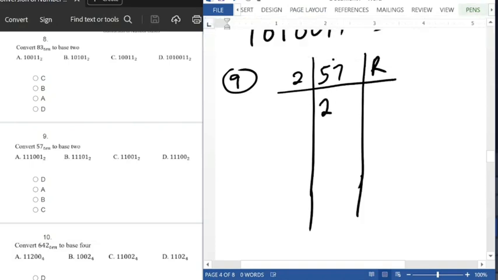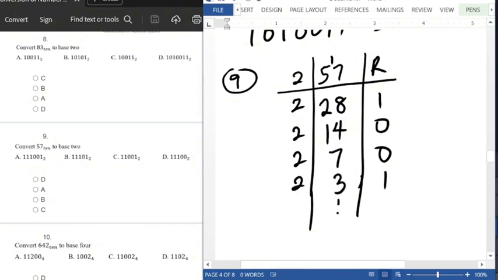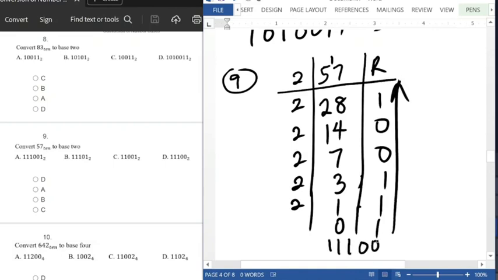For this one now, so 2 in 5, that is 2. We carry 1, that is 17, remainder 8. 2 in 17, that is 8, remainder 1. All right. So 2 in this is 14, remainder 0. 2 in 14, 7, remainder 0 as well. 2 in 7 is 3, remainder 1. 2 in 3 is 1, remainder 1. And 2 in 1 is 0, remainder 1. So the answer will then become, from the bottom, don't forget, 1, 1, 1, 0, 0, 1. So that is option A.